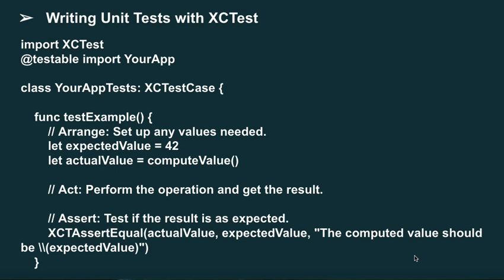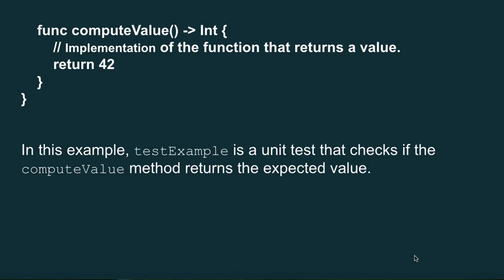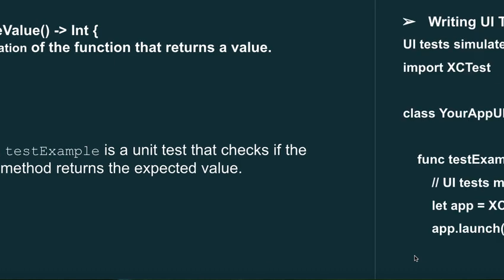Like XCTAssertEqual(actualValue, expectedValue). The computed value should be the expected value. func computeValue() -> Int, an implementation of the function that returns a value: return 42. In this example, testExample is a unit test that checks if the computeValue method returns the expected value.